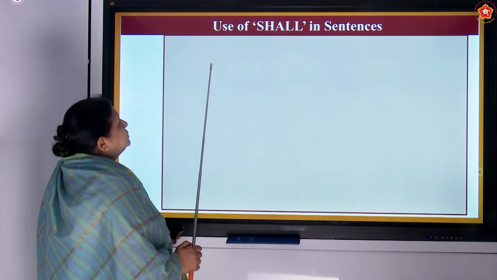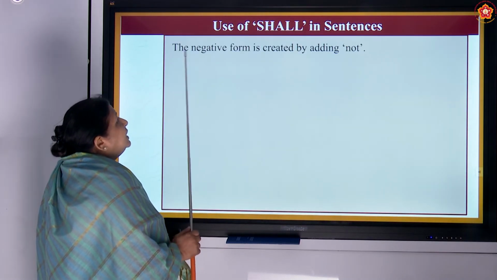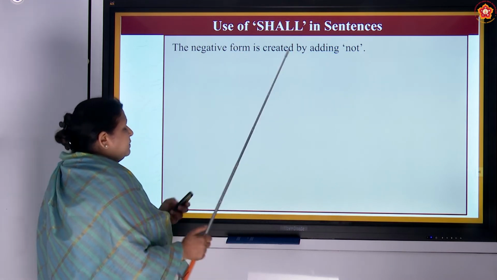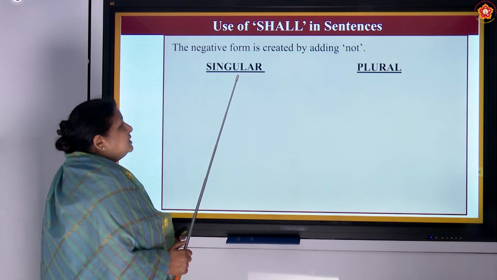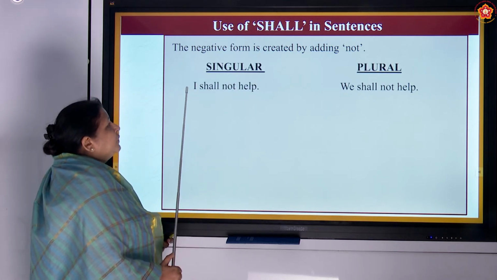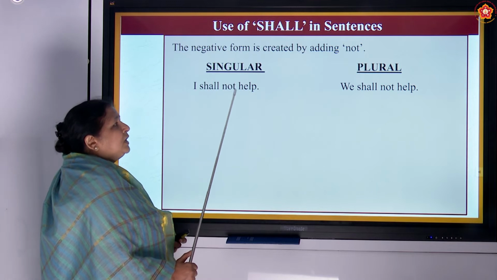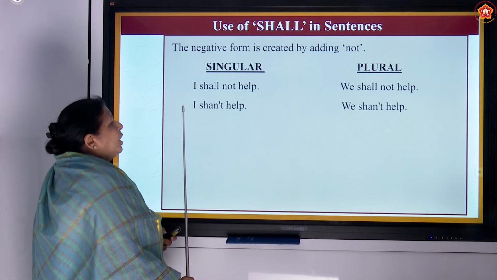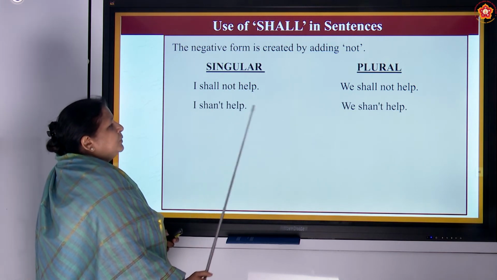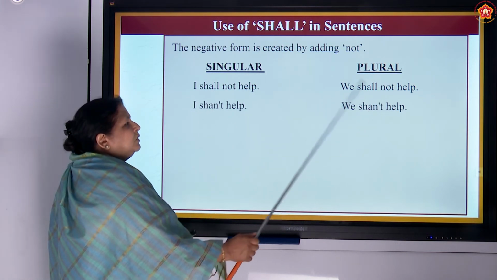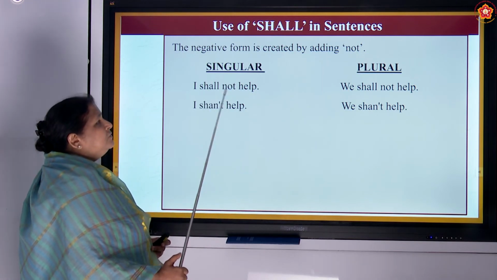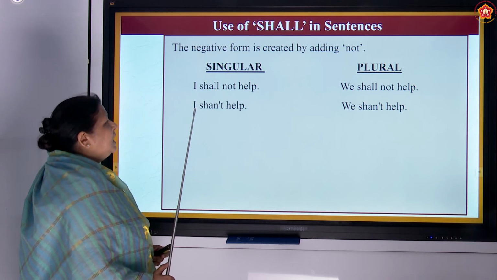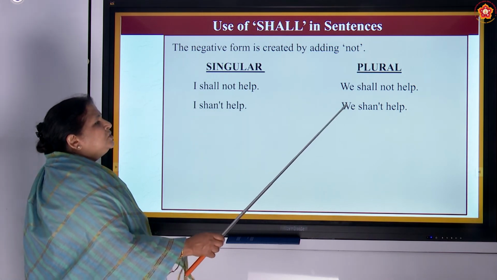So now, use of shall in sentences. The negative form is created by adding not. Let us see, in the singular and plural. I shall not help. We shall not help. I shan't help. We shan't help. Now see, instead of saying shall not, you contract and say I shan't help, we shan't help.